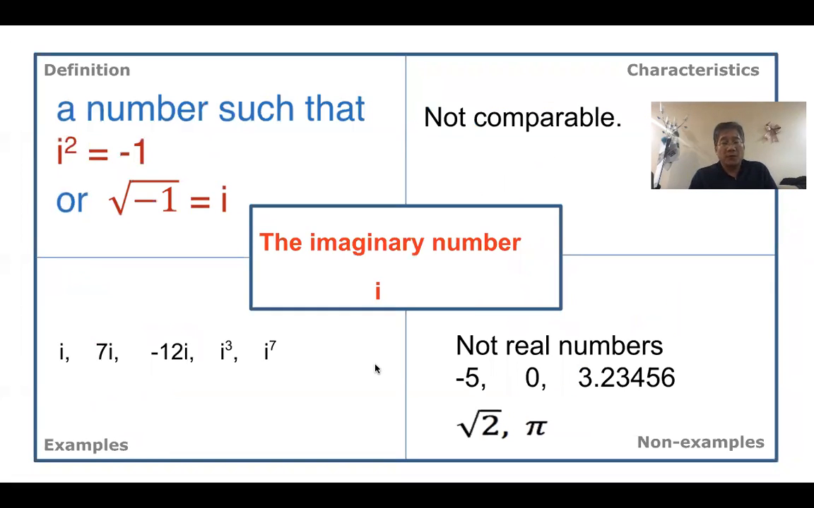Before we talk about complex numbers, you should understand what an imaginary number is. When we write down an imaginary number, we write i. So what is i? A number such that i squared becomes negative 1. Or the square root of negative 1, we say i.